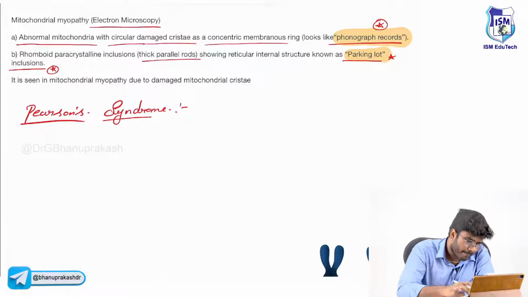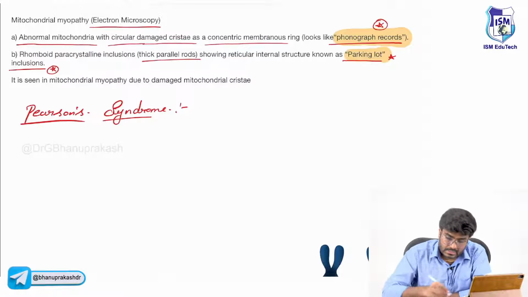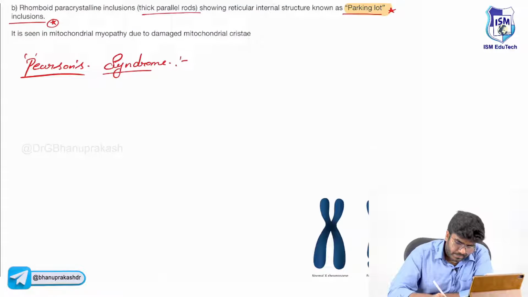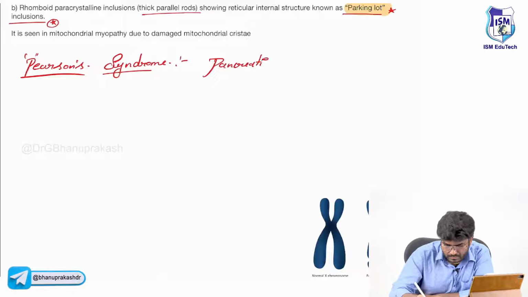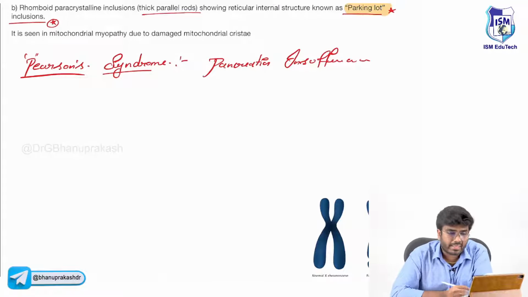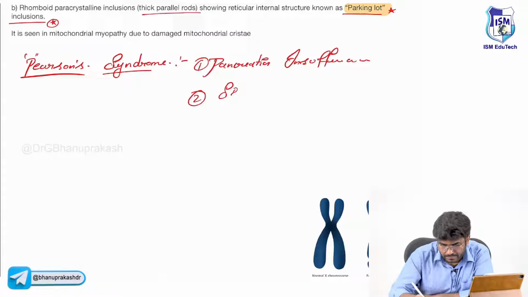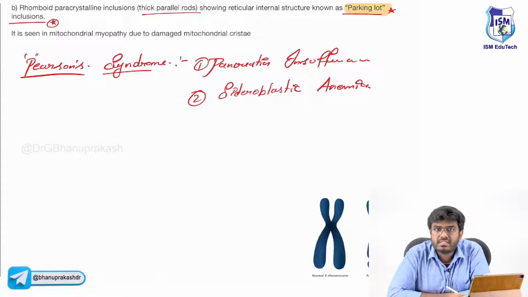Pearson's. See, I used to remember P for P. The patient is going to have pancreatic insufficiency. Okay, the patient is going to have the pancreatic insufficiency as well as, very important, the second thing, sideroblastic anemia. So pancreatic insufficiency as well as sideroblastic anemia.